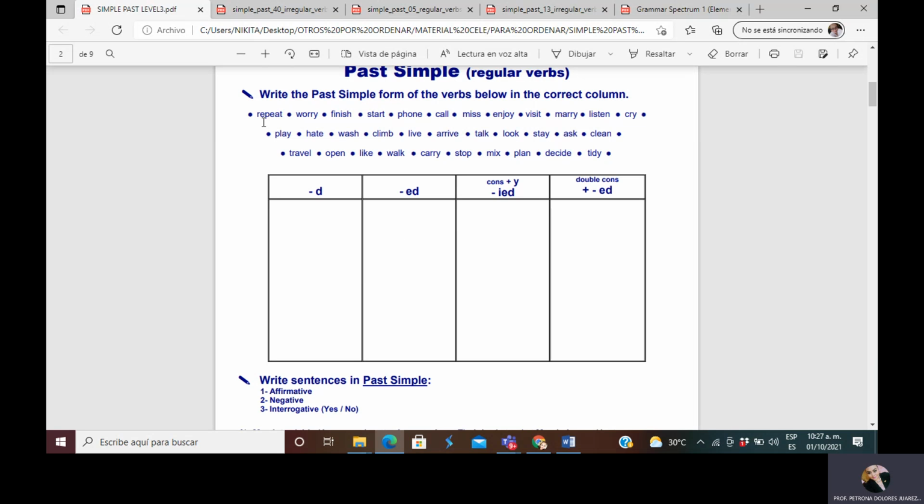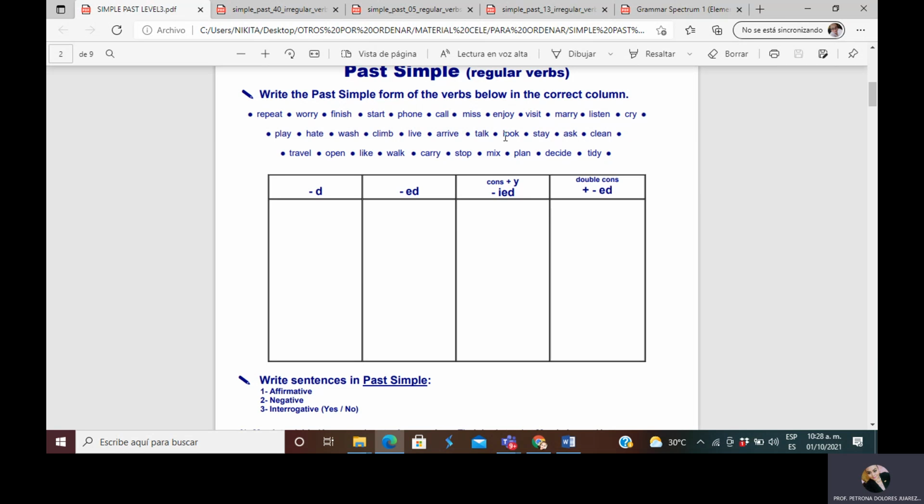Con ED, pues es la mayoría, como repeated, finished. Si observan aquí sería finished con ED, started, called, missed. Enjoy no podría ser en esta categoría 3 porque lo que hay es una vocal O.